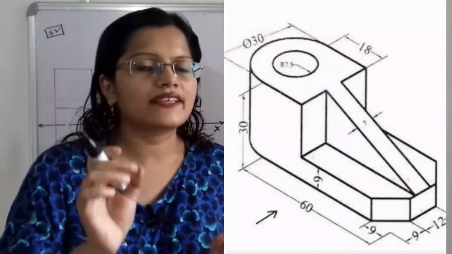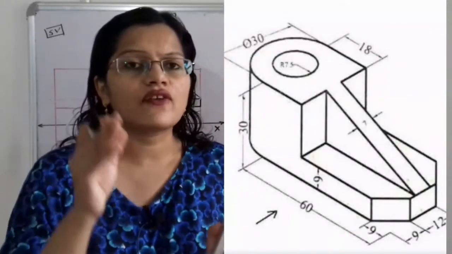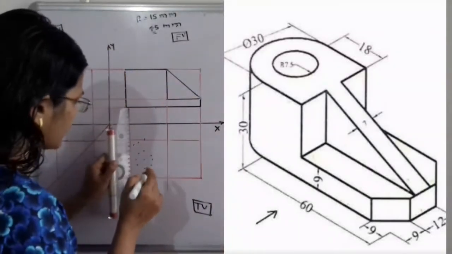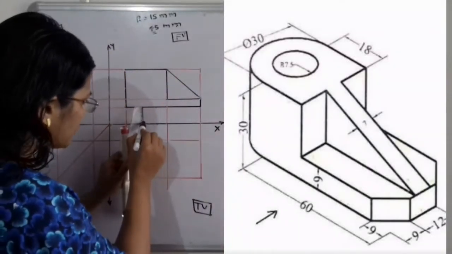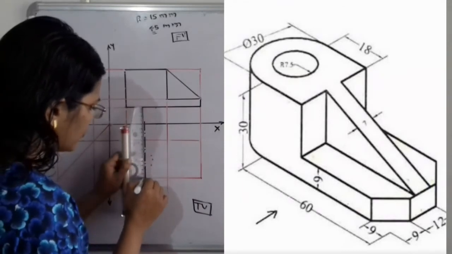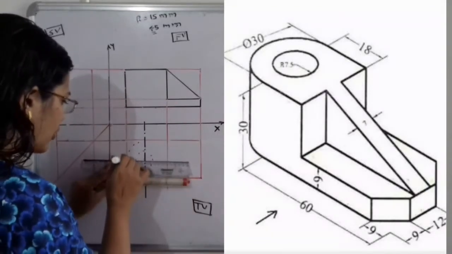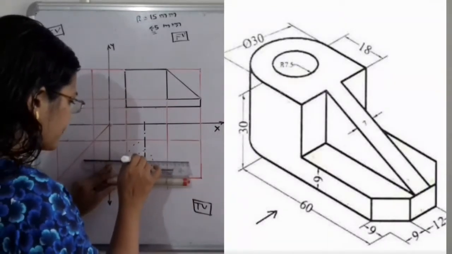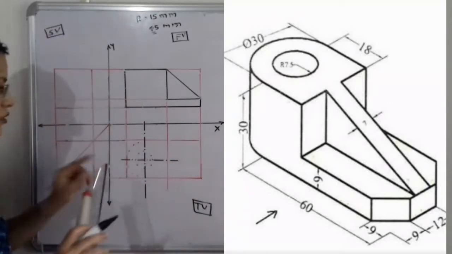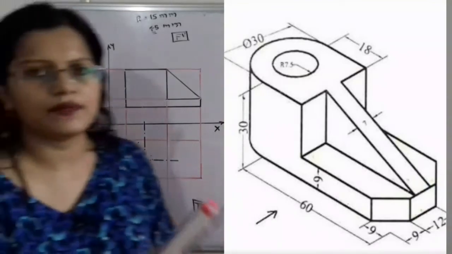Now these two lines are passing through the center, so we have to draw these lines in the form of dash and dot. Now I will draw here the vertical line passing through the selected point, in the form of dash and dot. Now here also we have to draw the horizontal line in the form of dash and dot. The point of intersection will be the center of the semicircle.